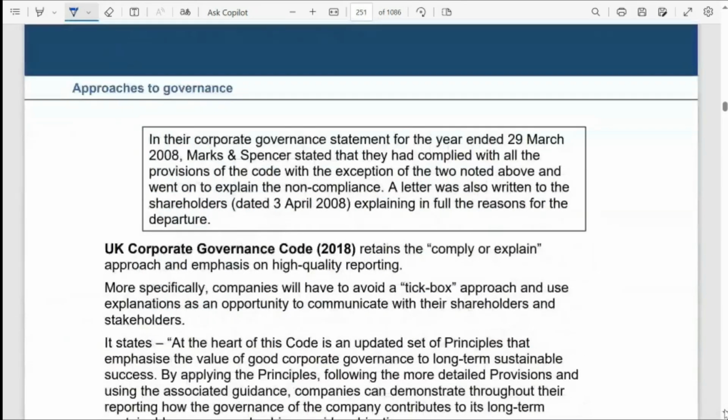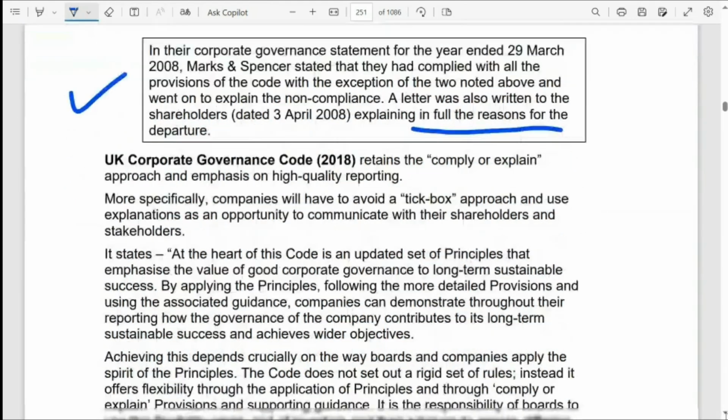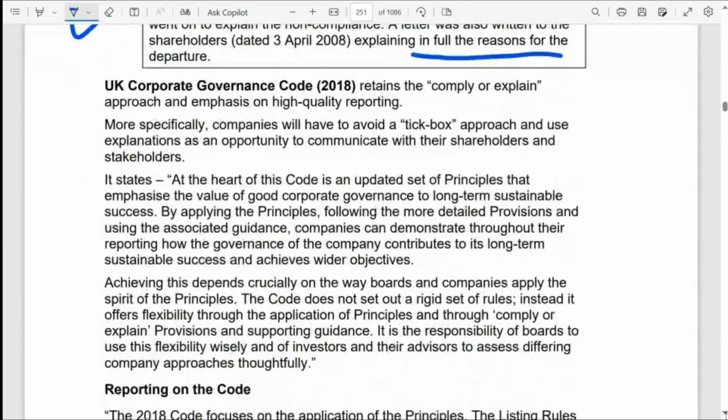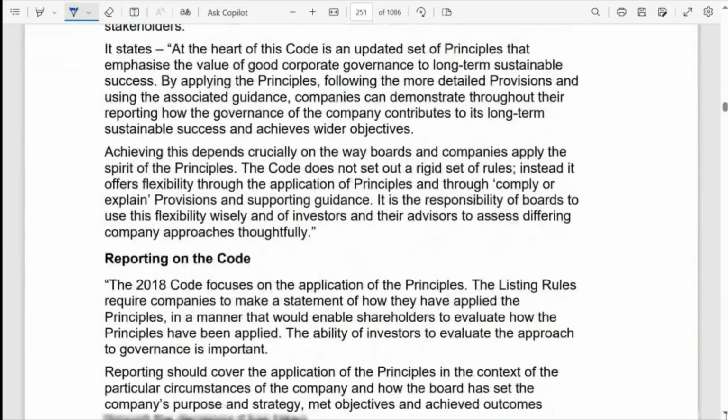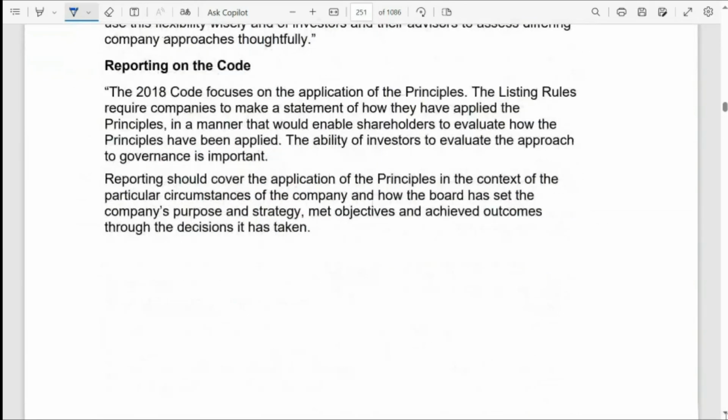In their corporate governance statement for the year ended 29 March, Marks and Spencer stated that they had complied with all provisions of the code with the exception of the two points noted above. To explain the non-compliance, a letter was also written to the shareholders explaining in full the reason for the departure. So this is an example of the principle-based approach, where they make a highlight of these areas.